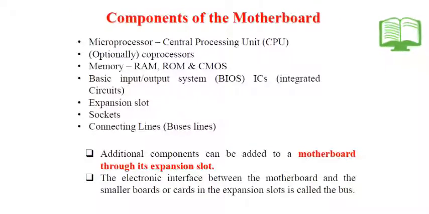And the motherboard has different components which make it up. Those are the microprocessor, which is the CPU, the memory, which has 3 types, the RAM, ROM, and CMOS, the BIOS, the expansion slots, sockets, and the bus lines. All additional components which are added to the motherboard are kept in the expansion slots. So we are going to see the components of the motherboard.